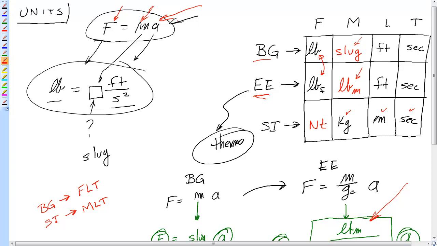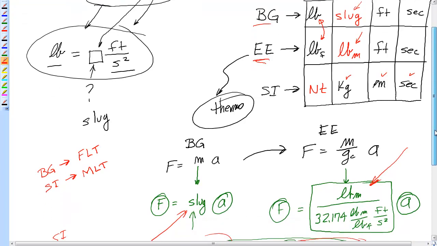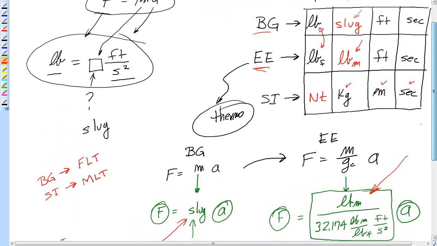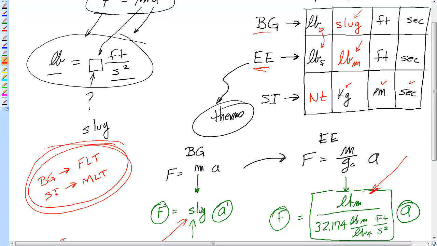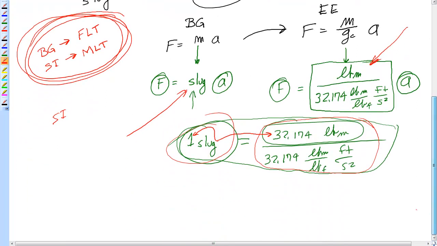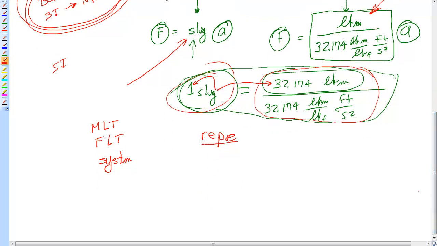Now, often textbooks will come in and discuss FLT systems and MLT systems, and they'll say this is an FLT and MLT system, but you have to distinguish between what is a system, say FLT, MLT, and a representation. Okay, now here let me give you a distinction between these two.